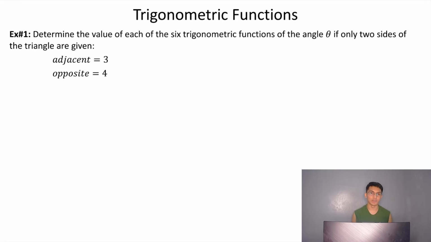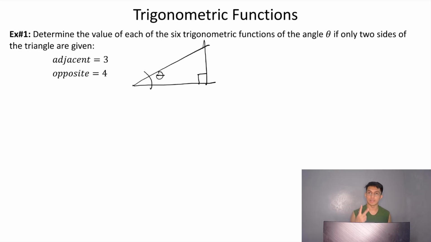For example, number 1. So, para ma-apply natin kung paano ba nag-work yung trigonometric function na yun, let's take example number 1. Determine the value of each of the 6 trigonometric functions of the angle theta if only 2 sides of the triangle are given. So, we draw the triangle first. This is our triangle, and this is a right triangle. Ito po yung ating theta, yung acute angle theta.